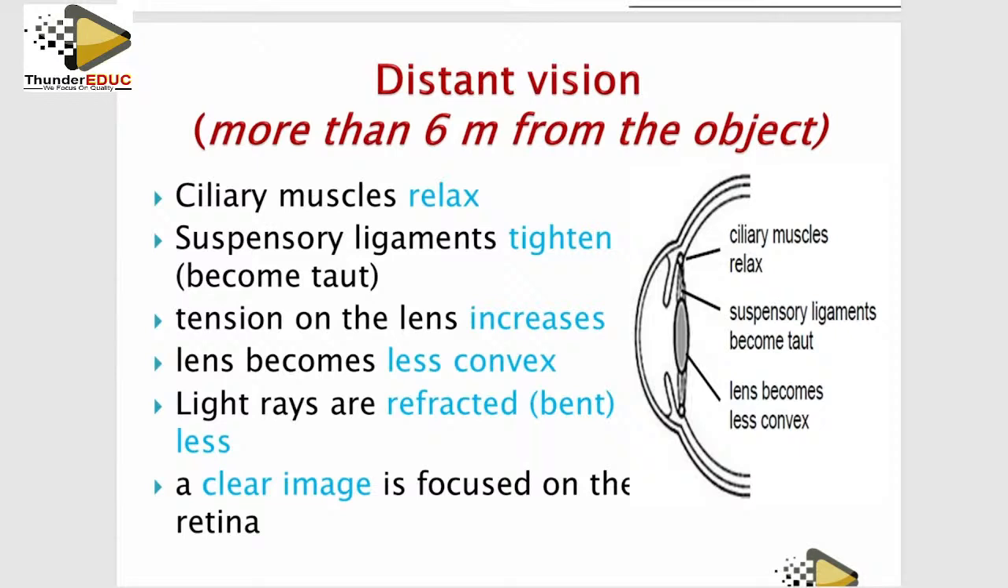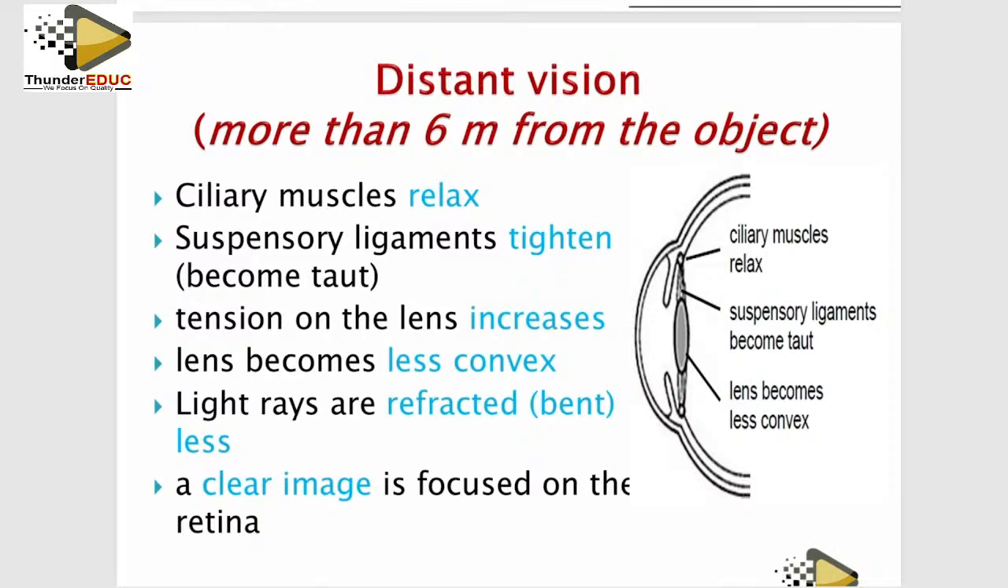Then the other one: ciliary muscles contract. Suspensor ligament tightens, or becomes tight. Then the other one, it slackens. You understand? And then you talk about the lens becoming less convex. Then the other one becomes more convex.